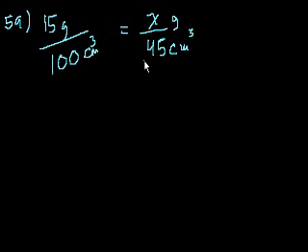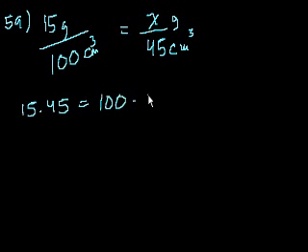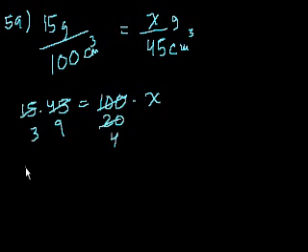And so let's see if we can cross multiply. We could say 15 times 45 is equal to 100 times x. And just to make the math easy, let's divide by some numbers. Let's divide both sides by 5. Then this becomes 20, and this becomes 9. We could divide both sides by 5 again, and then this becomes 4, and this becomes 3. And now the numbers are easy to deal with.